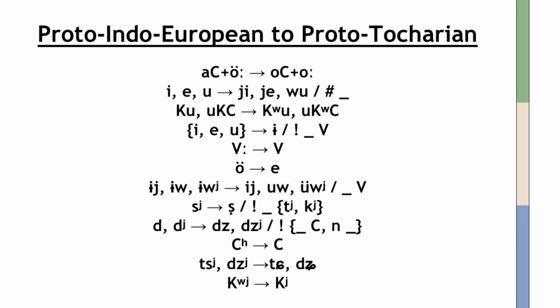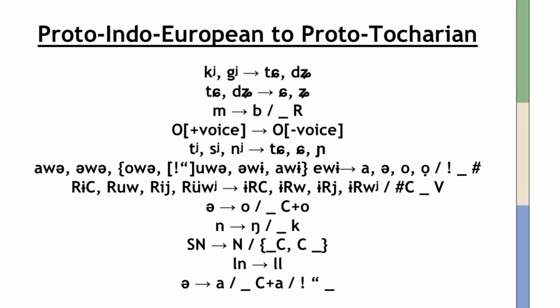Palatalized S shifts in quality to become some sort of post-alveolar fricative, and D affricates except before consonants or after nasals. Aspirates merge with plain stops, and palatalized labiovelars delabialize. Palatalized velars merge with palatalized affricates, which then deaffricate. M is stopped to B before resonants, and obstruents lose their voicing, meaning that all three original stop series had now merged.